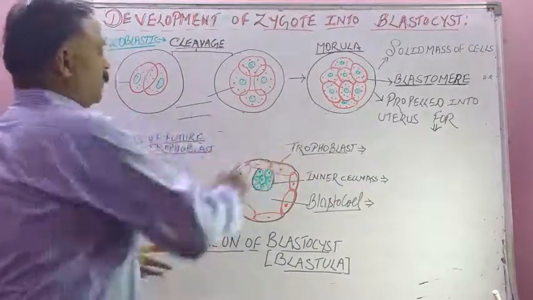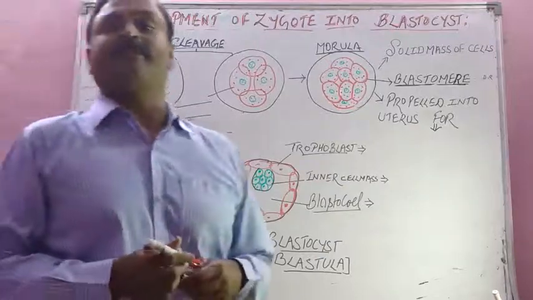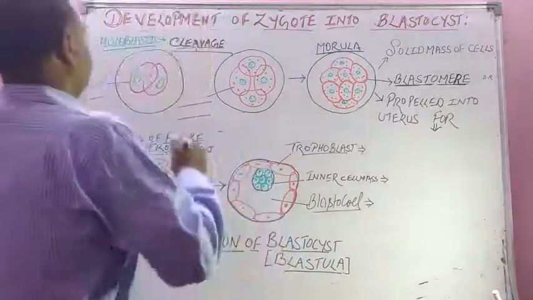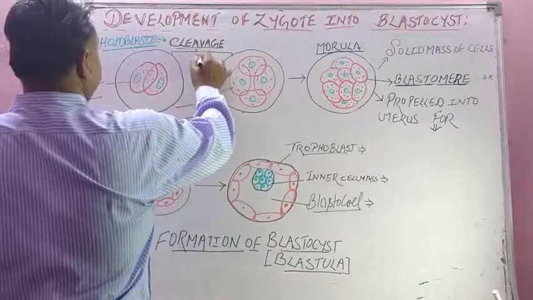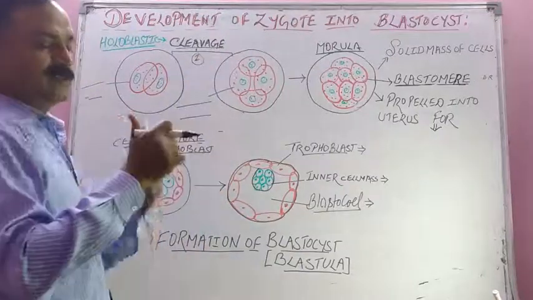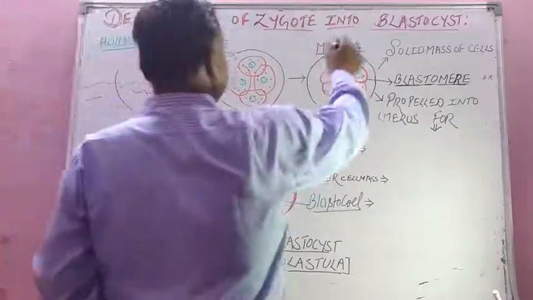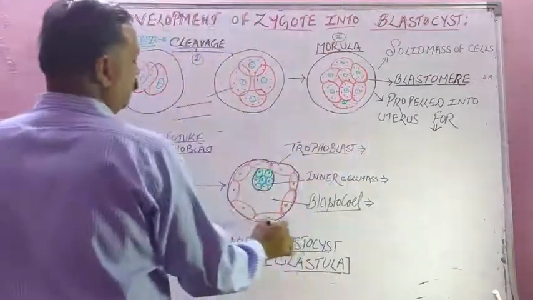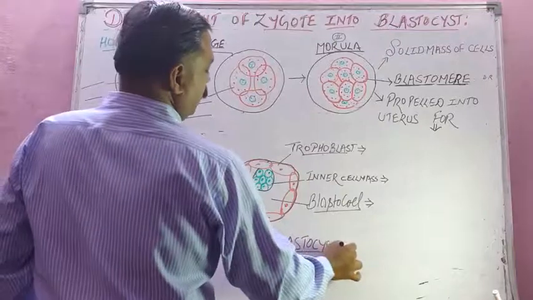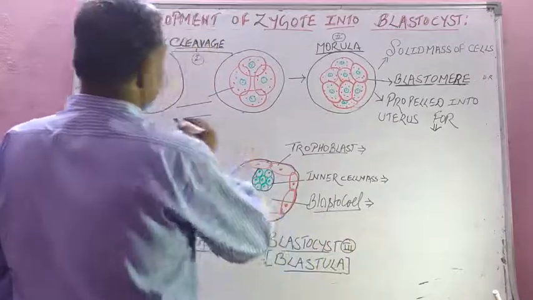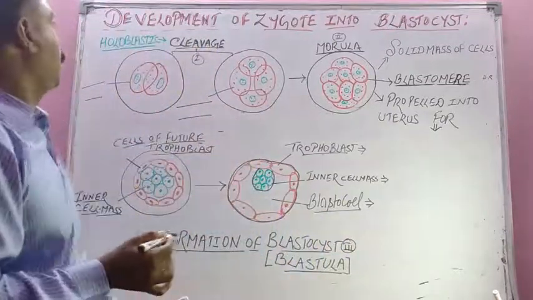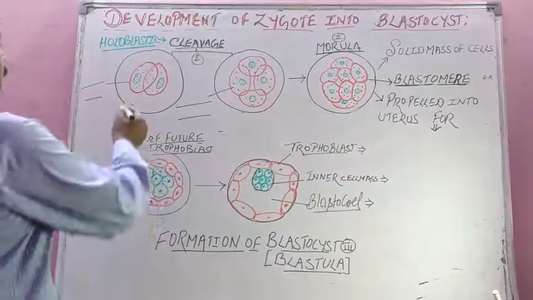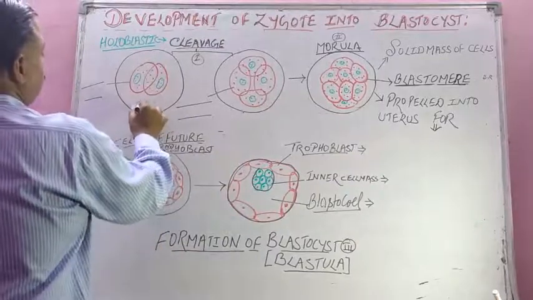These stages can be studied in 3 steps, student. First one is cleavage. Remember, first one is cleavage. Second is morula stage, and third one is blastula or blastocyst stage. So let us see one by one how it happens. This is zygote, student. 2N stage zygote.